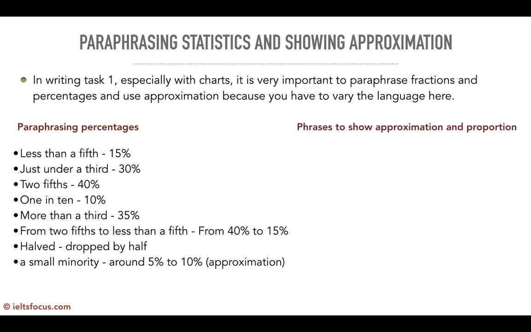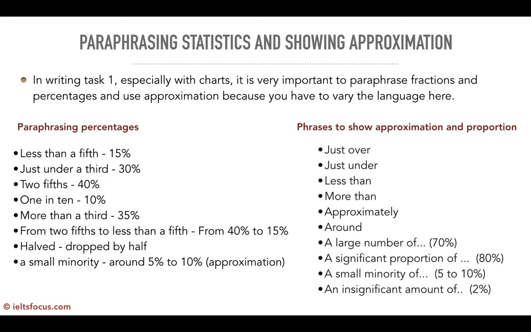And then we get on to approximation and proportion. So you can say, just over, like just over 10%, just under 10%, or less than half, more than, approximately. 70% is a large number of, so rather than saying 70%, you just say a large number of people, or a significant proportion is 80%, approximately. Small minority, that's around about 5 to 10%, and an insignificant amount, that would be about 2%. So you get the idea. So we're really varying the grammar and the vocabulary here.